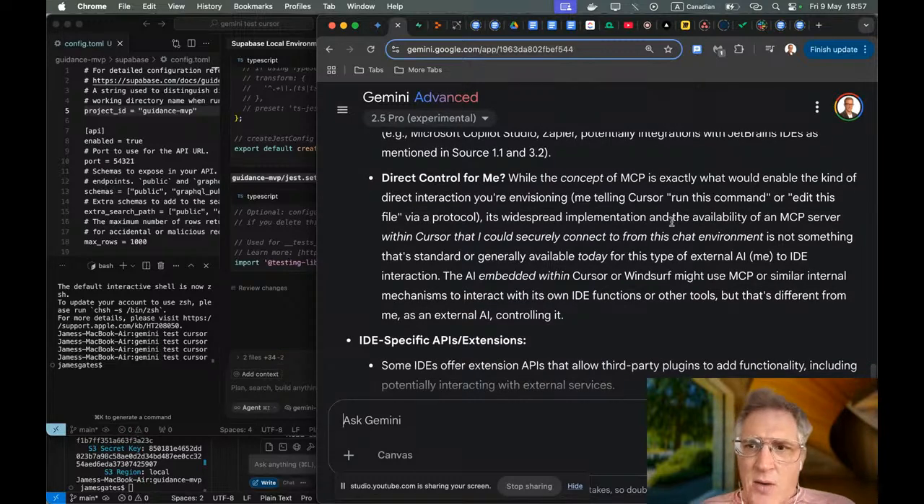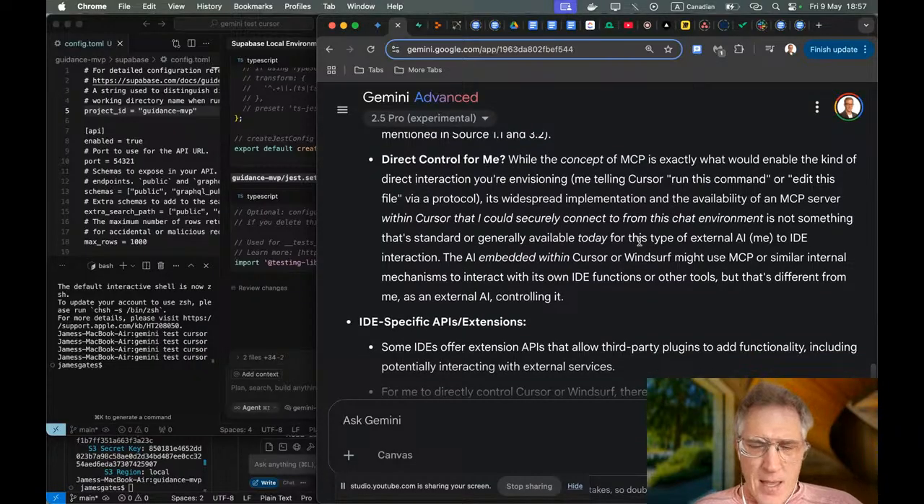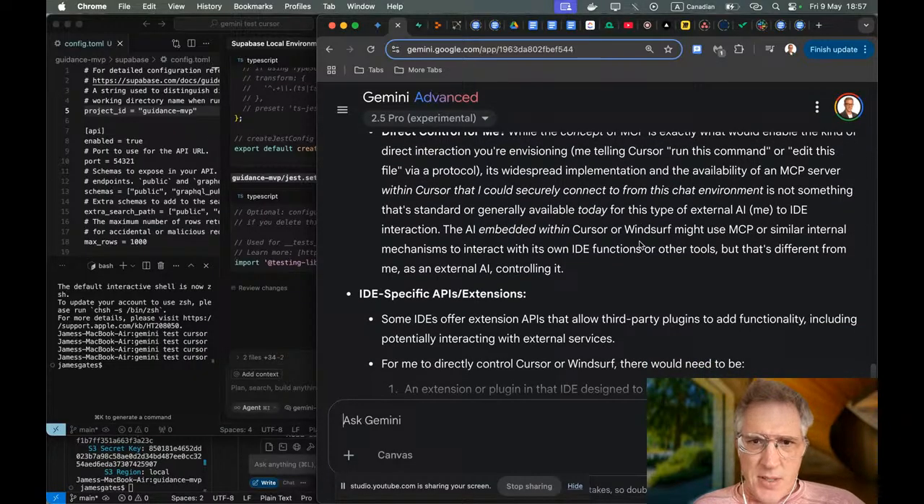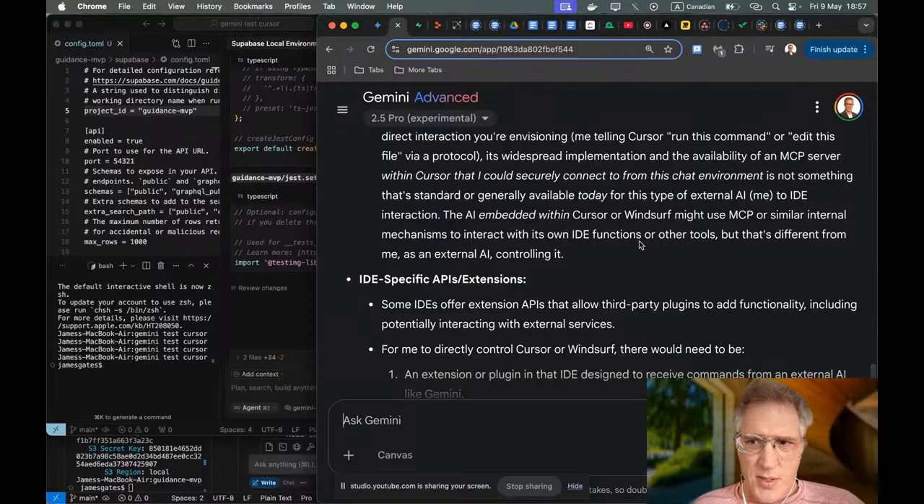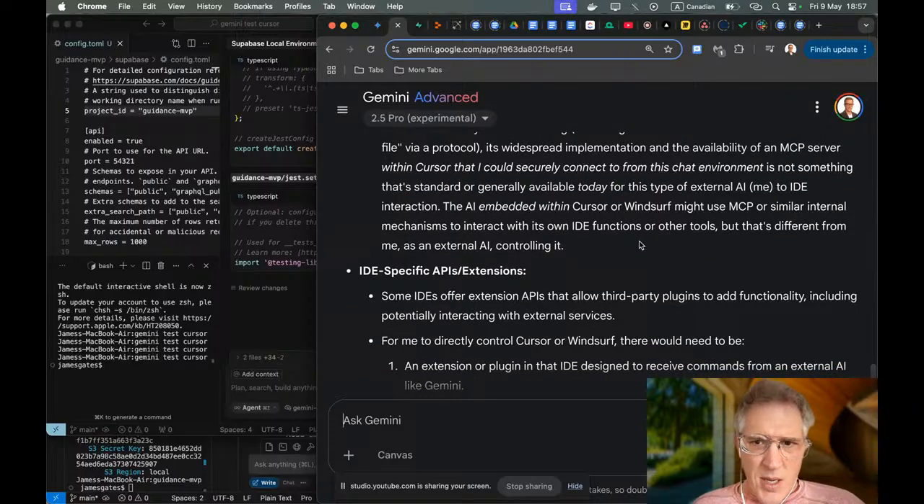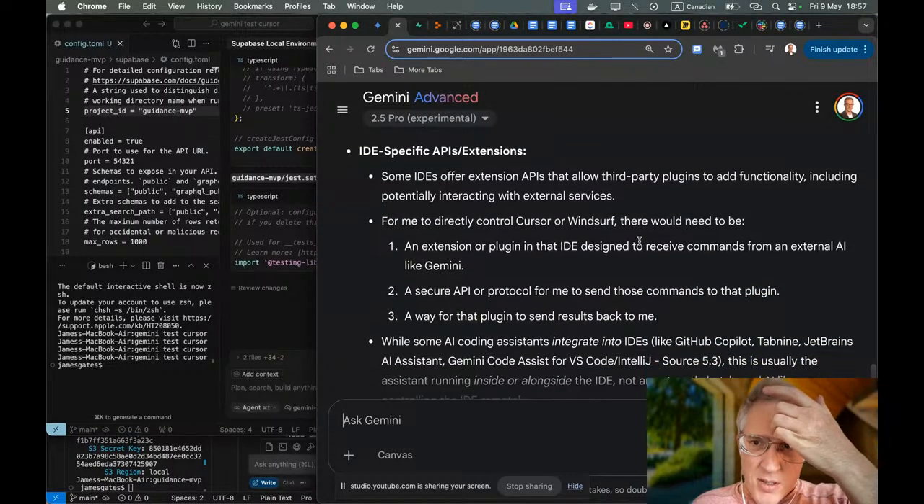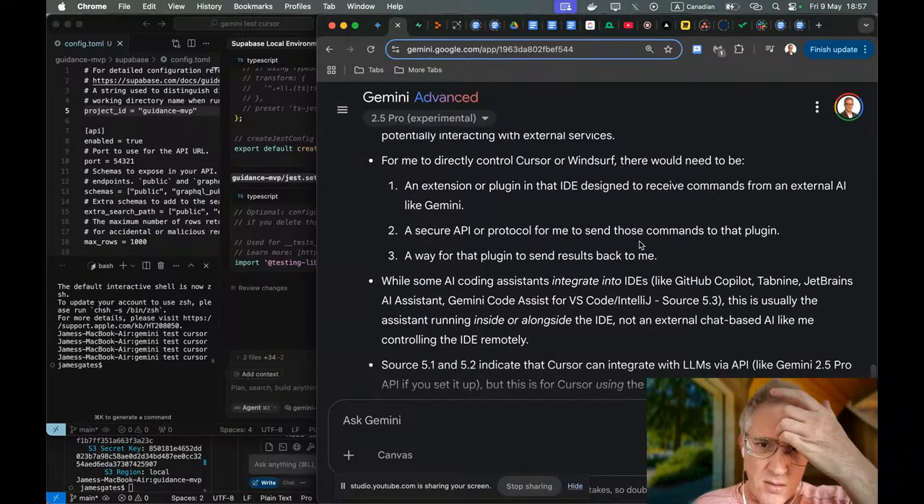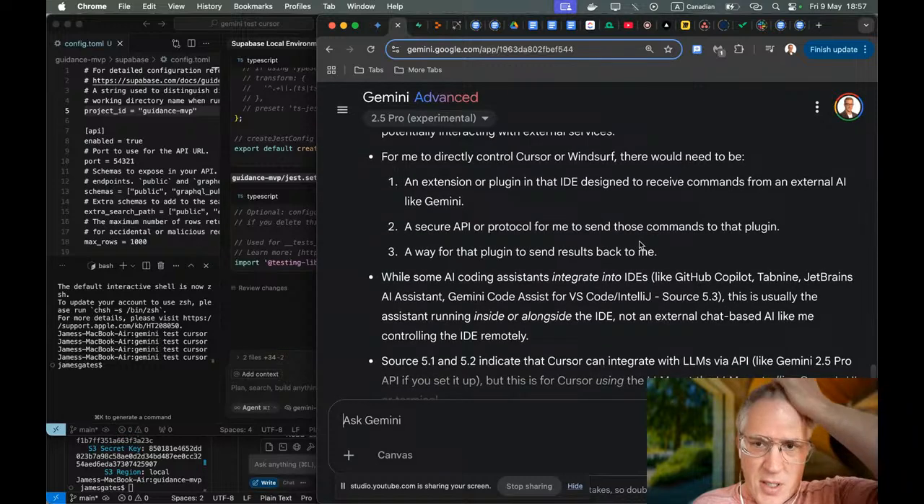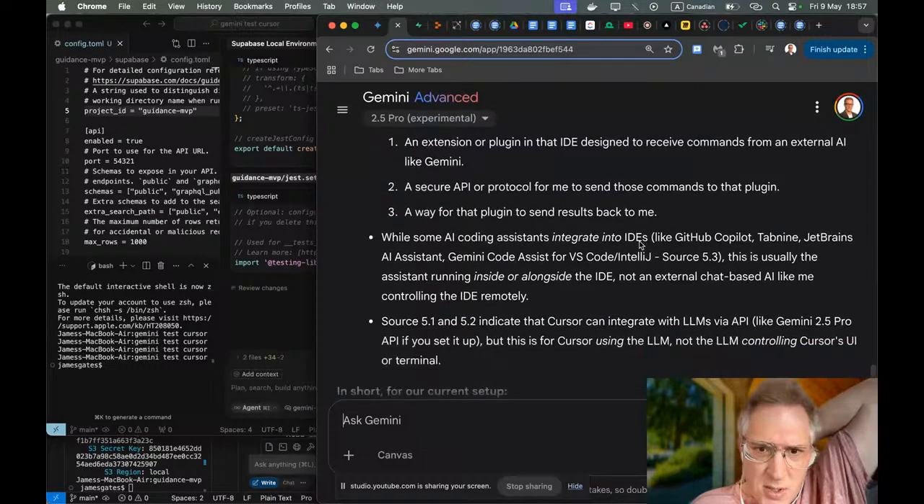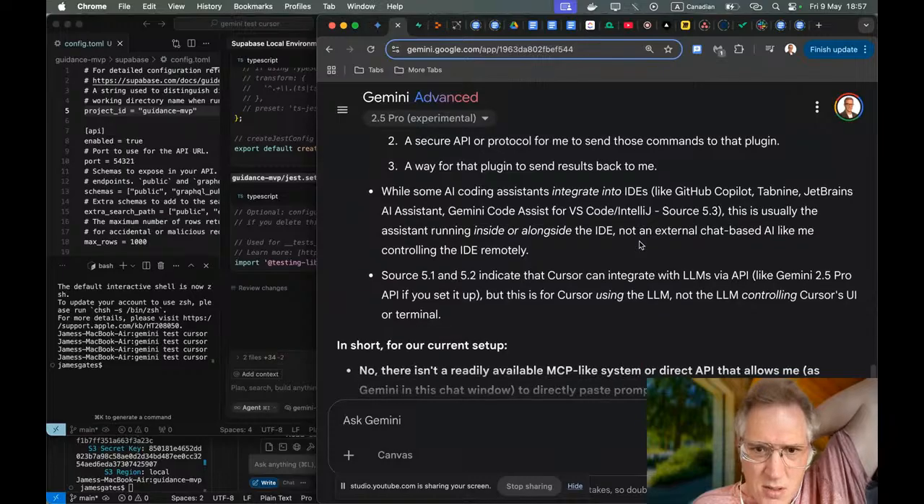Well, the concept of empathy is exactly what would enable the kind of direct interaction you're envisioning. Its widespread implementation, and the availability of an MCP server within Cursor that I could securely connect to from this chat environment, is not something that is standard or generally available today with this type of external API. The AI embedded within Cursor might use an MCP-similar mechanism, similar to IDE specifications. Some IDEs offer APIs to third parties, an extension or plugin, for me to directly control.